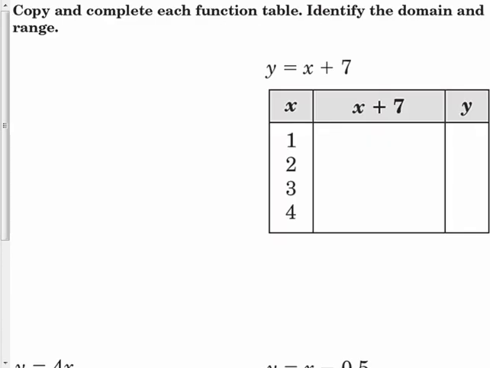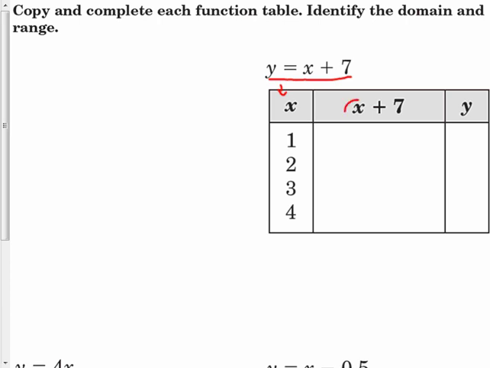Here's one example. It says copy and complete the function table, identify the domain and range, and we'll look at how specifically to do that after we've made the function table. First of all, if you look at this table, it says our function or equation is y equals x plus 7. So if you remember, we need to pick at least 3 inputs or x values. In this case, we're going to use 4, and we need to plug those numbers in for x. As we talked about in class, I'd suggest using x is 1, x is 2, x is 3 in all cases. So we'll go with x is 1.